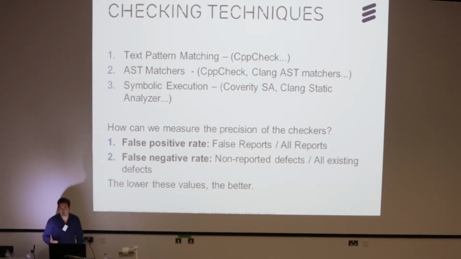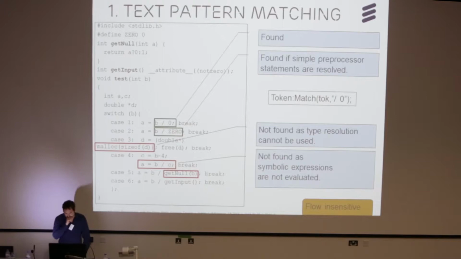Why? Because sometimes you cannot reason about the properties of a function that is implemented in an external library, or the function that the call ends up in has a complex recursion or loop, so you cannot reason about it sometimes. Let's see some example of text pattern matching and how it works. This is a very simple test file which has some test cases, and it shows division by 0 faults.